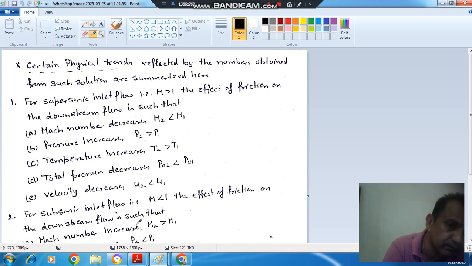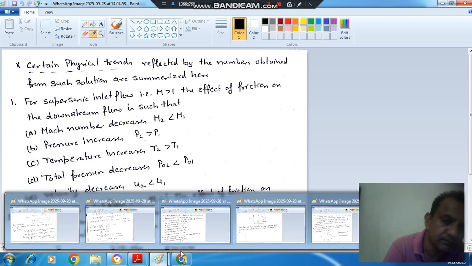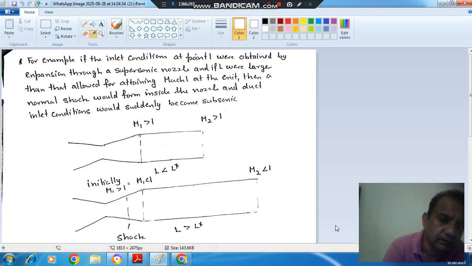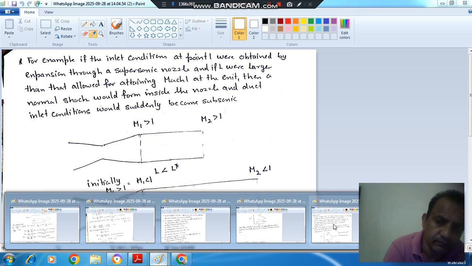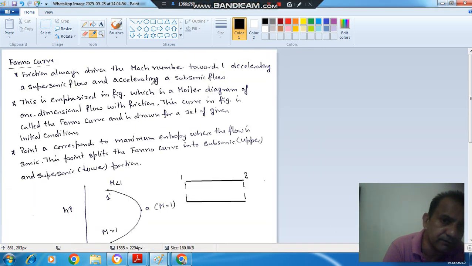And in case of subsonic flow, the Mach number initially is less than 1 and it is increasing, so it is going towards 1. So it means the friction always drives the Mach number towards 1, decelerating a supersonic flow and accelerating a subsonic flow, like heat addition. In heat addition also, the Mach number moves towards unity, decelerating a supersonic flow and accelerating a subsonic flow.